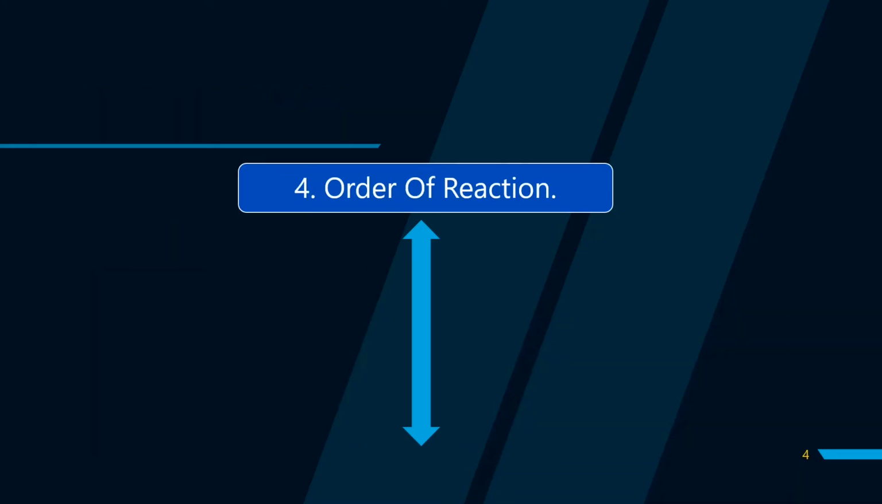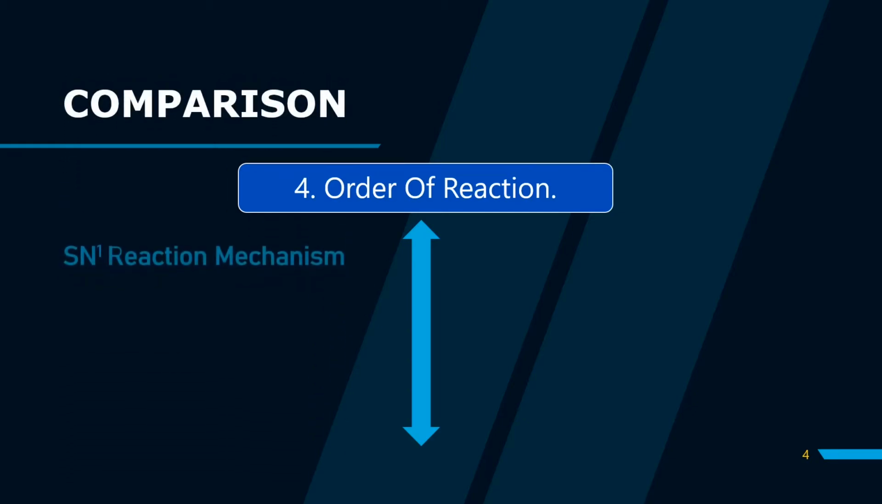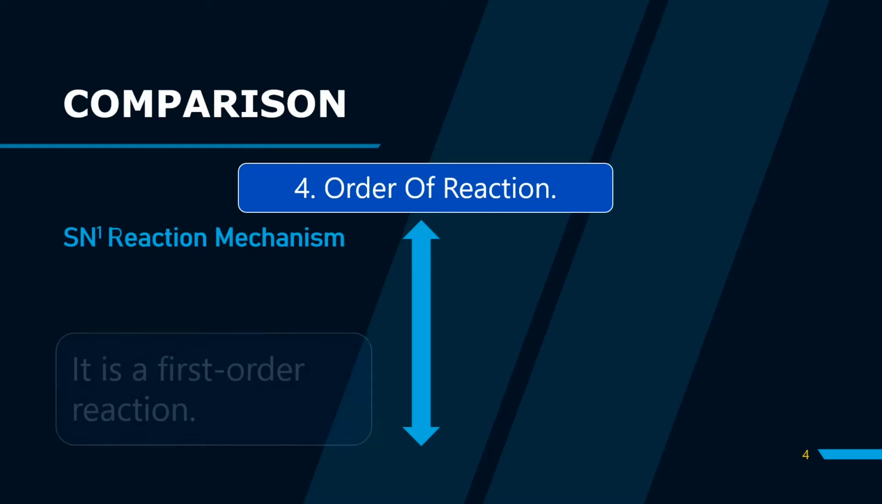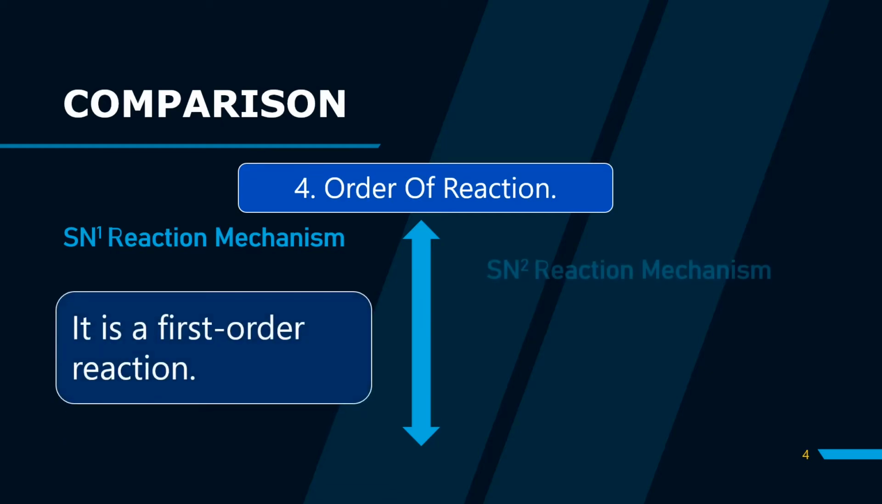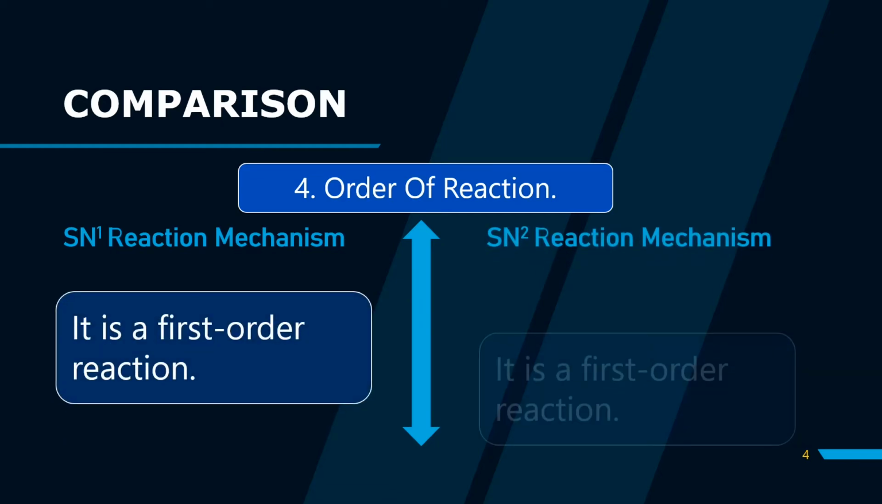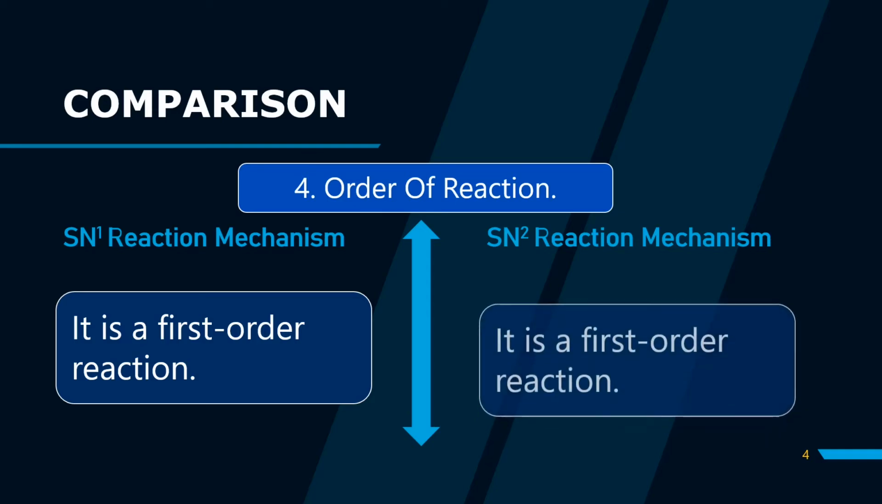Now let us consider the fourth difference on the basis of order of reaction. The SN1 reaction is called a first order reaction, while the SN2 reaction mechanism is called a second order reaction.